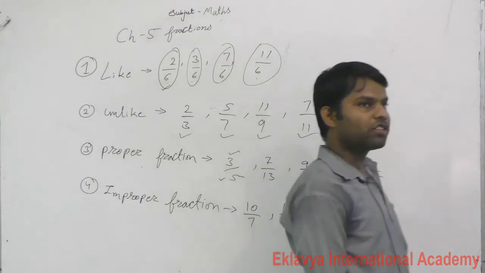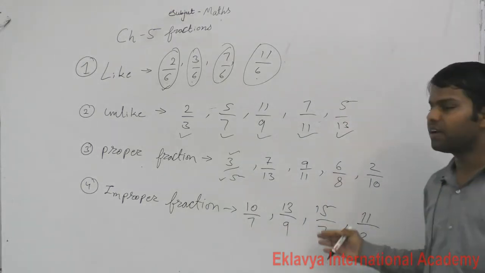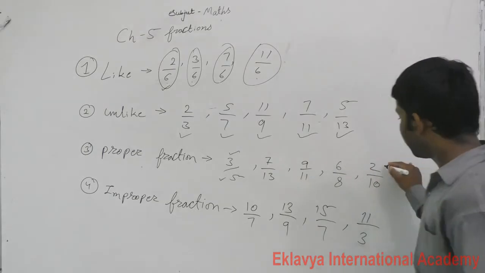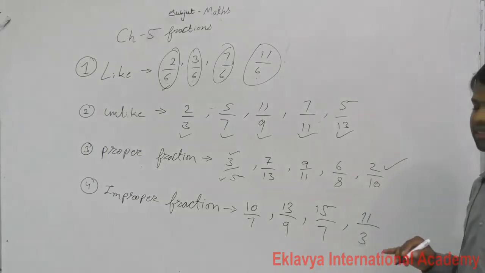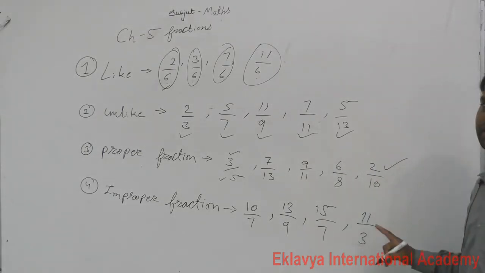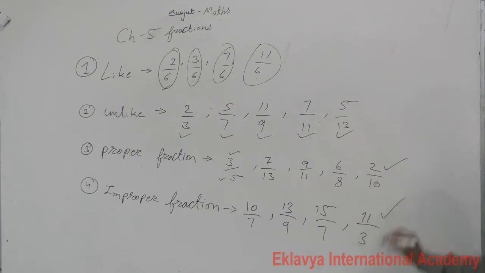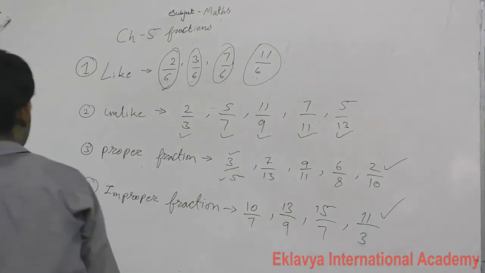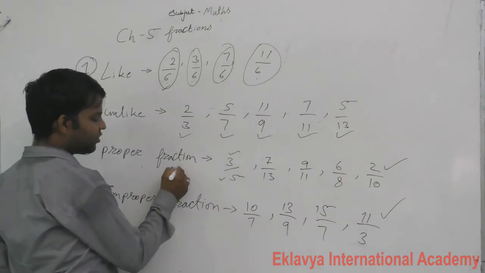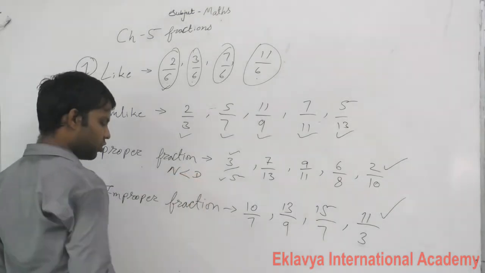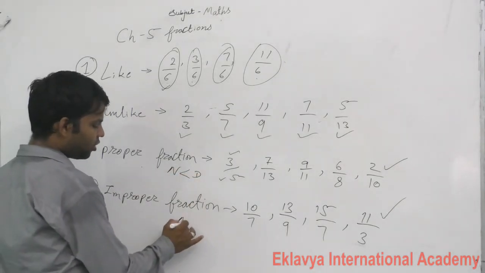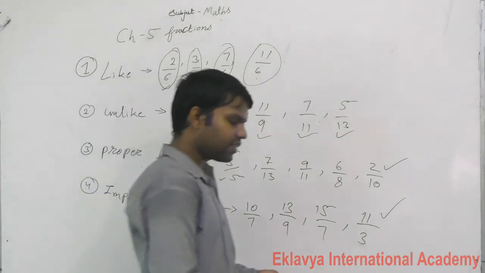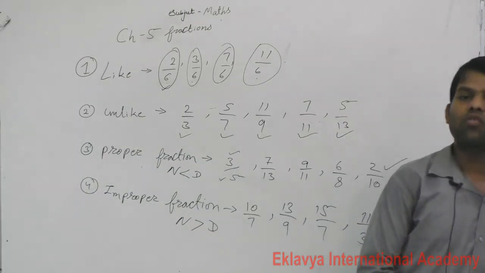So what is the difference between a proper fraction and an improper fraction? In a proper fraction, the numerator is always less than the denominator, but in an improper fraction, the numerator is greater than the denominator. Both are opposite. These are the 4 definitions of fractions.